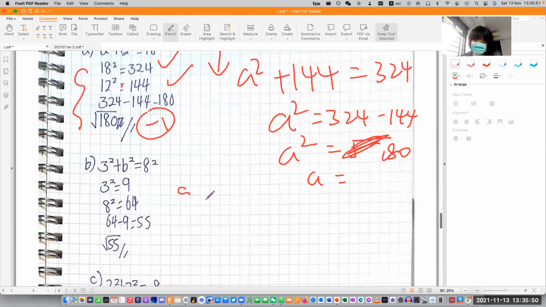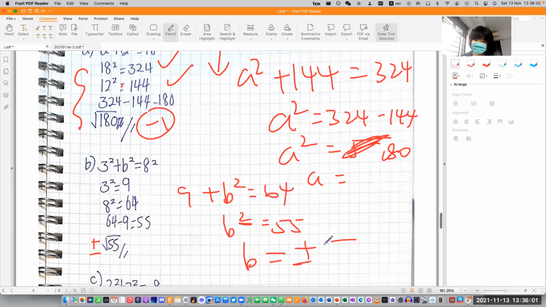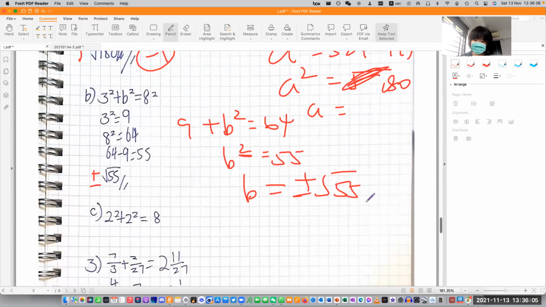Similarly, you have 9 plus b square equals to 64, and then b square equals to 55. You have to plus minus because it's square again. So it's b equals to plus minus square root 55, and square root 55 is an irrational number, so you just leave it like this.